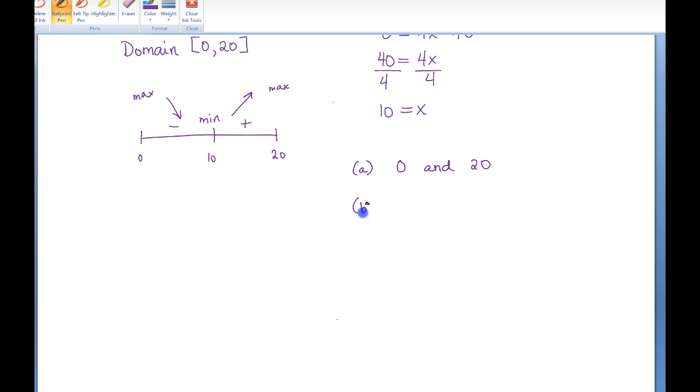And then for B, if one of them is 10, then 20 minus x, the other one has to be 10. Oh, I'm sorry, that was still for part A. So as this one is large as possible, and this one is as small as possible.